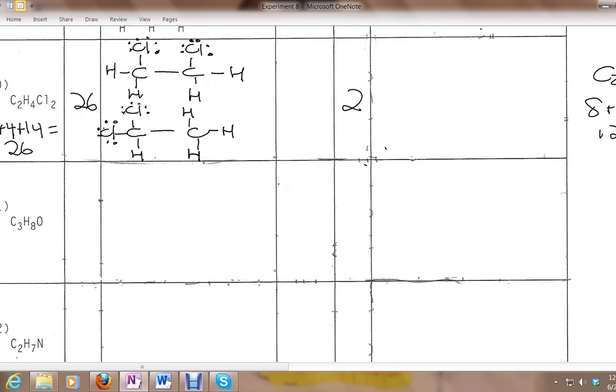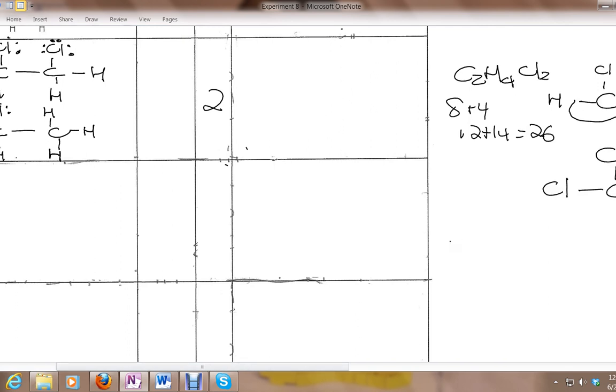Formal charge of carbon. Do you remember how to calculate the formal charge of carbon when it has 4 bonds? We did it already.